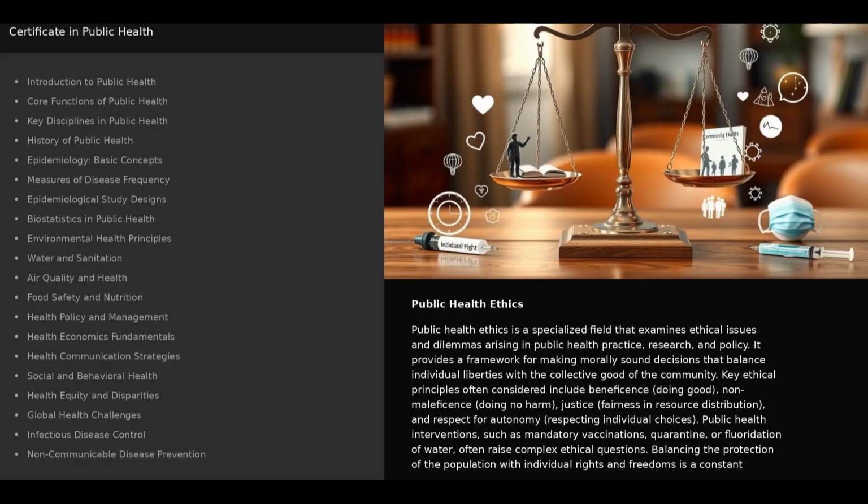Public health interventions, such as mandatory vaccinations, quarantine, or fluoridation of water, often raise complex ethical questions. Balancing the protection of the population with individual rights and freedoms is a constant challenge. Ethical considerations guide the development of policies that are both effective and morally justifiable.